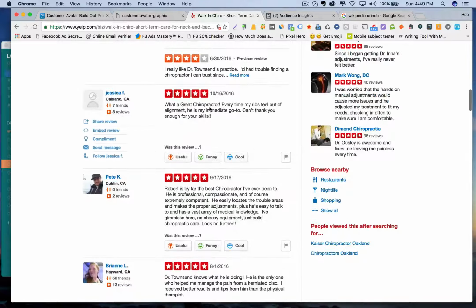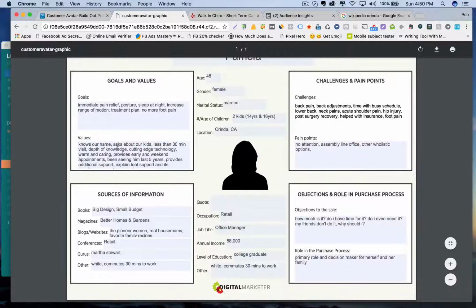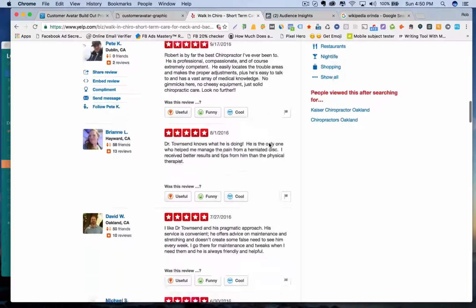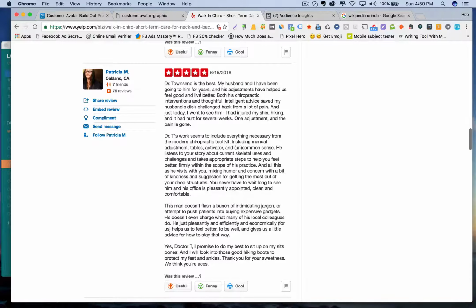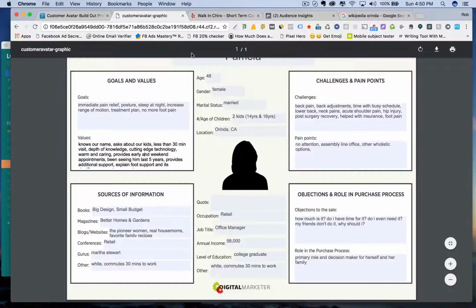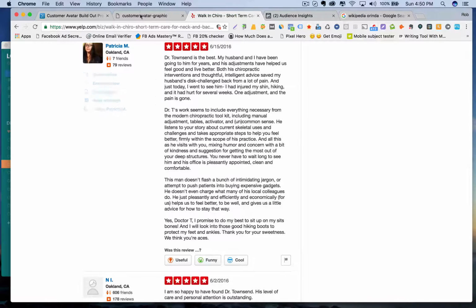And we keep going. Great, every time my ribs feel out of alignment, he is my immediate go-to, can't thank you. So immediate go-to, the goal is that this person values fast, right? Urgency. Let's see here. Townsend, let's get a big one. There you go. Patricia, husband and I have been going for him for years, just helped us feel good and live better. That's a value. Feel good and live better. Perfect. Both chiropractor intelligent, interventions thoughtful, one adjustment, pain is gone. Go, pain is gone. That's also a value too. But you see the idea, right? You get to carve all this out.